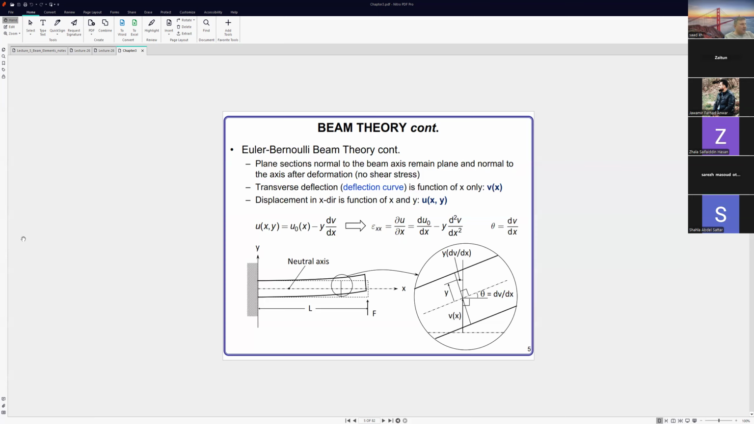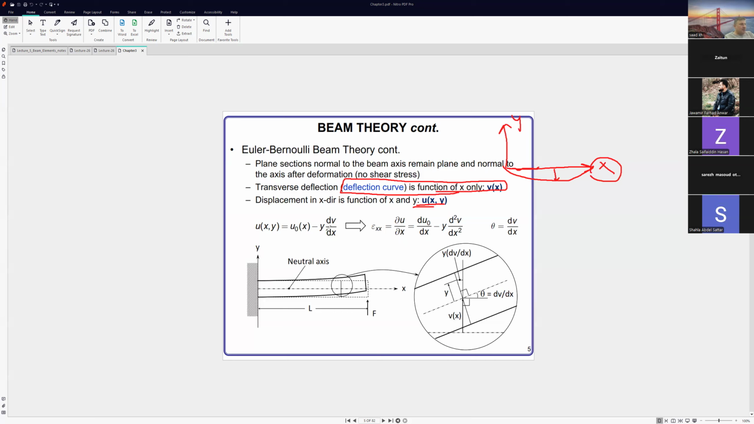This means that, sorry, this one is the deflection curve. This means we have this is the x and this is the y, and this one is the deflection. So the deflection is a variable only along the x direction.